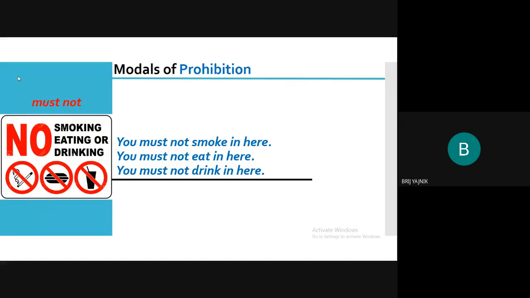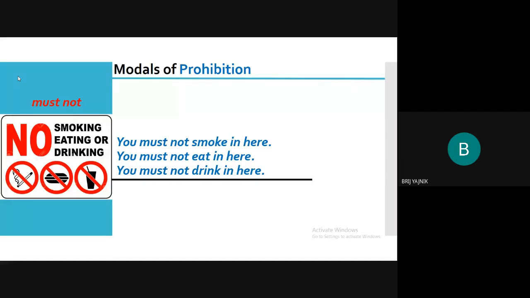Let's look at the next one. You must not eat in here, right? So for example, I'm in the office right now, and we are not allowed to eat in the office, or the chambers, right? So you must not eat in the office or in here, or maybe something like you mustn't drink in here. तो prohibition में must not use होता है.